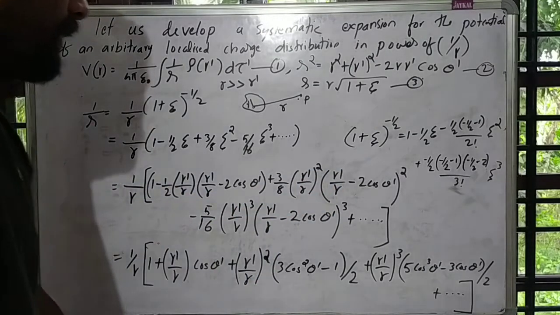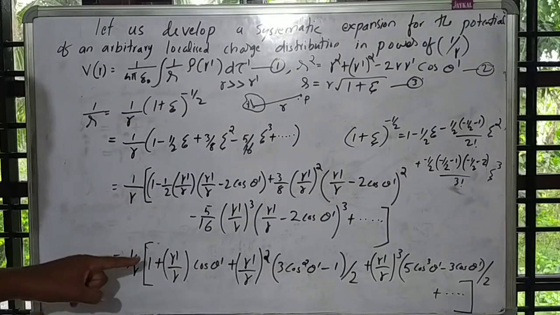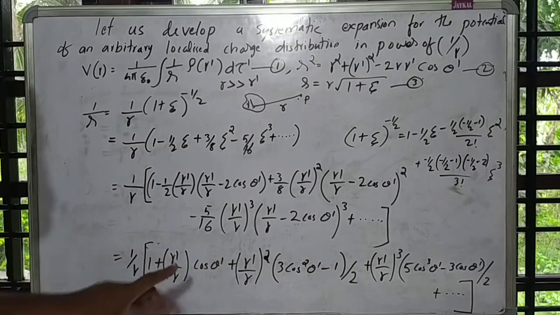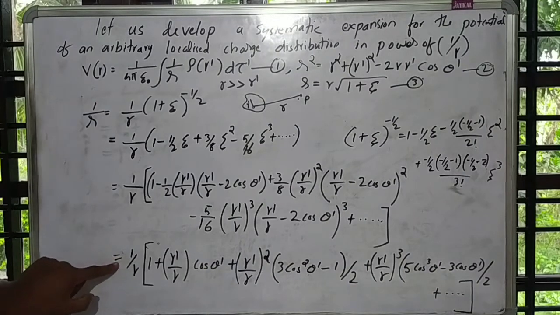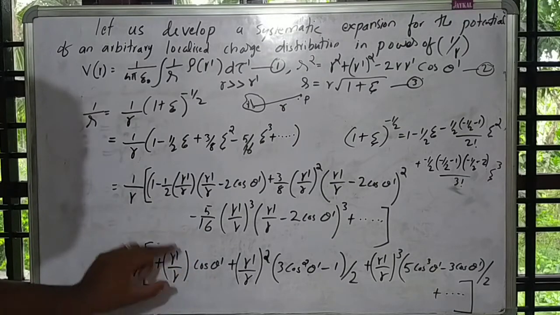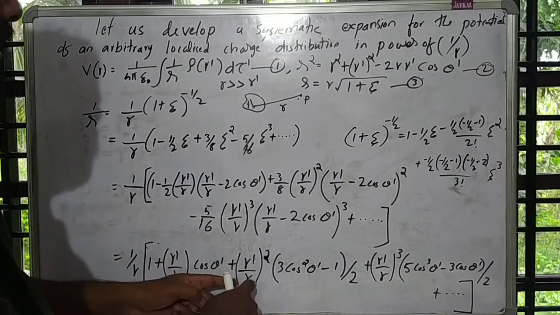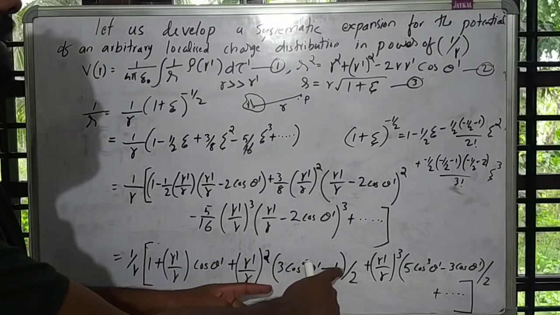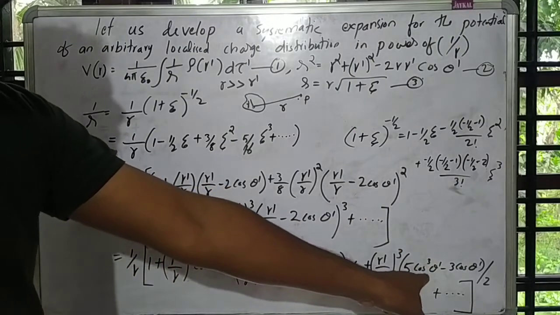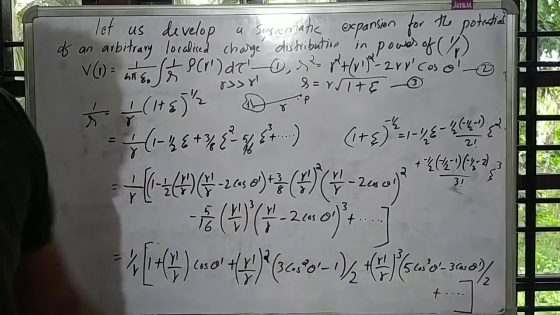And finally we need to rearrange those expansions as the coefficient of powers of r dash divided by r. So that relation can be written as 1 over r times 1 plus the coefficient of r dash by r, which is cos theta dash, plus r dash divided by r whole square, whose coefficient is 3 cos square theta dash minus 1 over 2, and the coefficient of r dash divided by r whole cube is 5 cos cube theta dash minus 3 cos theta dash over 2, plus etc.